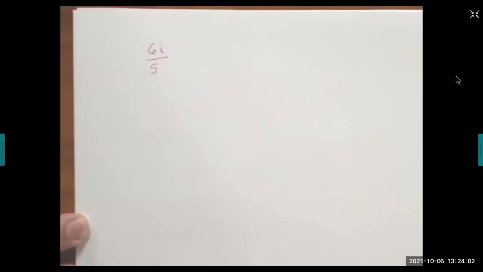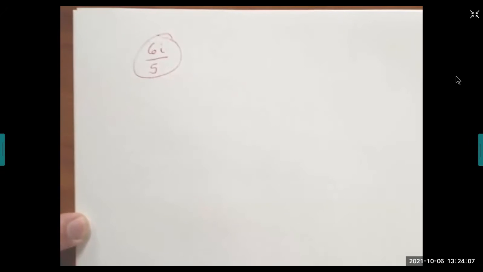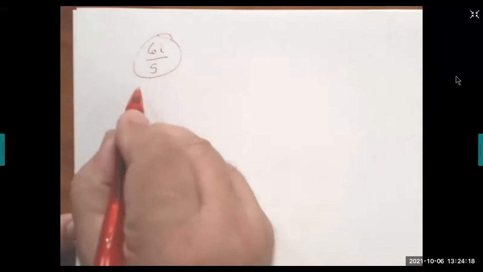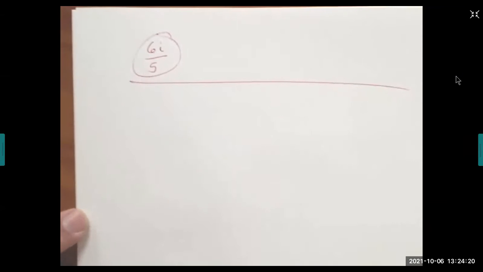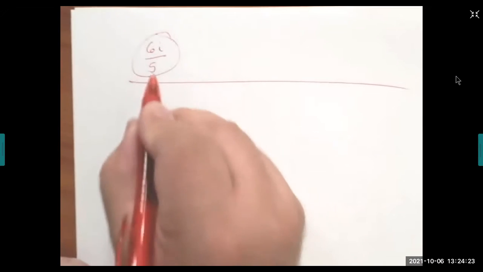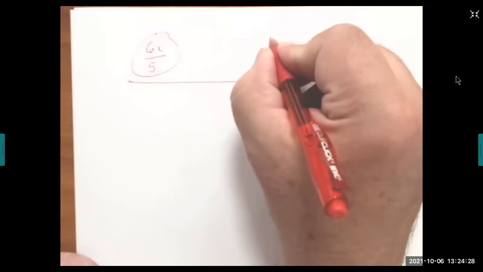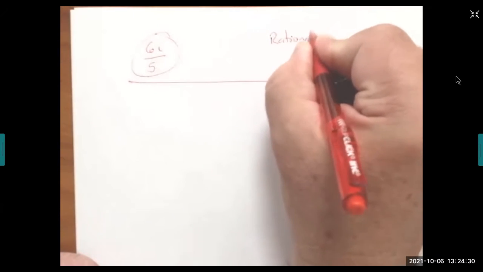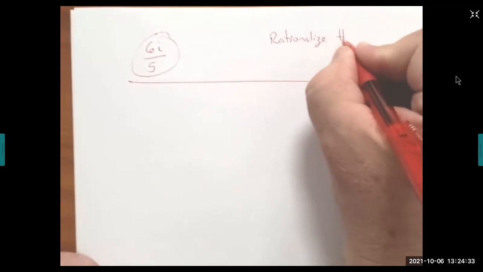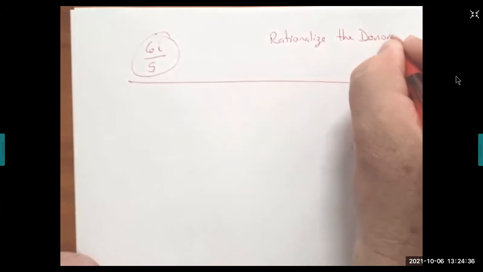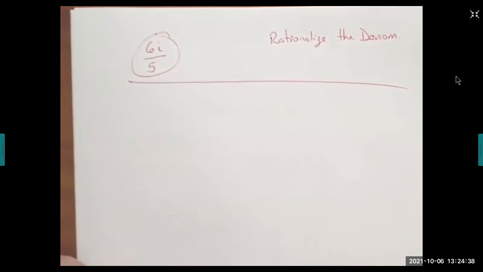You should be finished by now. Can't go any further. You're done. There's no i on the bottom. Trick question. Remember, only if an i is on the bottom do you have to, what that's called is, rationalize the denominator. Getting rid of the imaginary numbers.